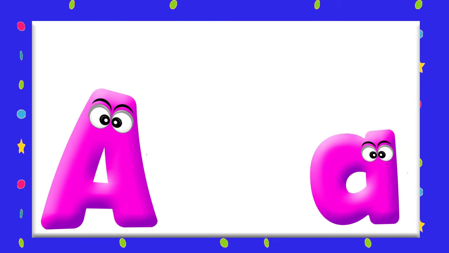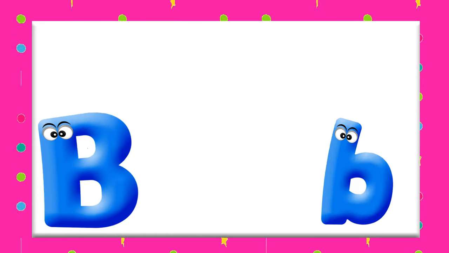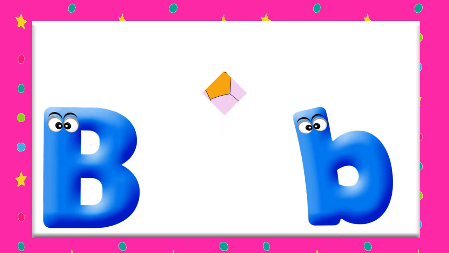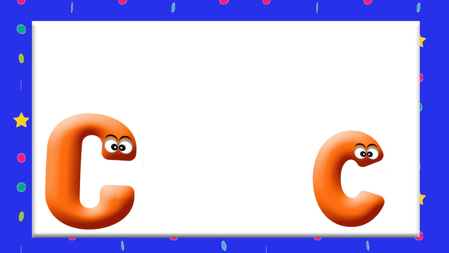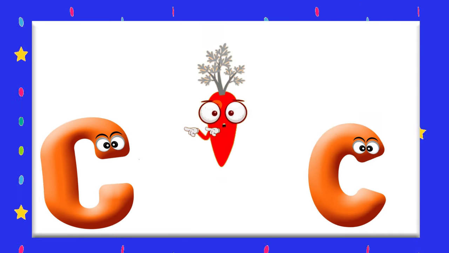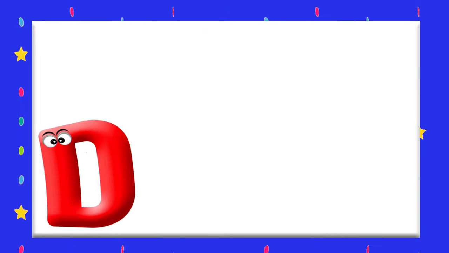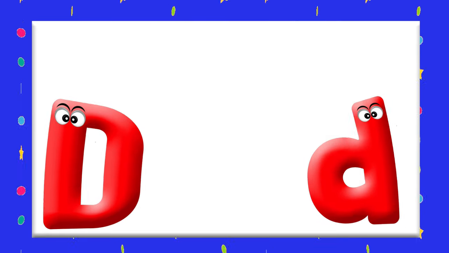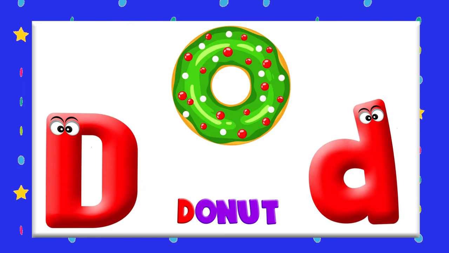A. A is for apple. B. Ba, ba. B is for ball. C. K, k. C is for carrot. D. Da, da. D is for donut. E.